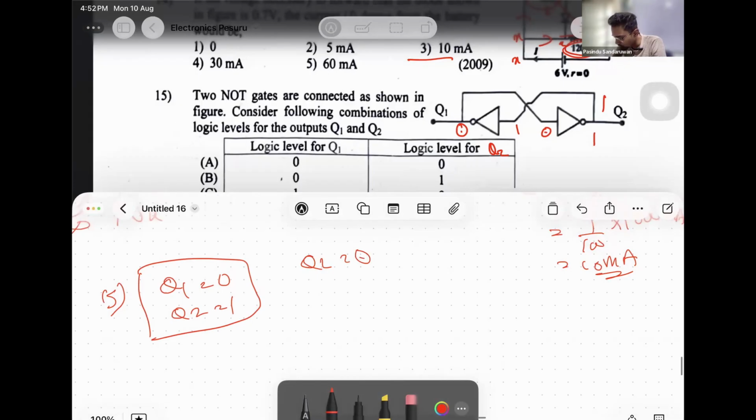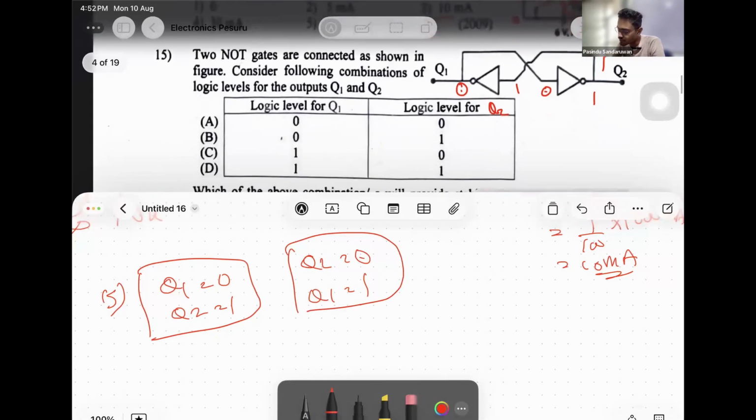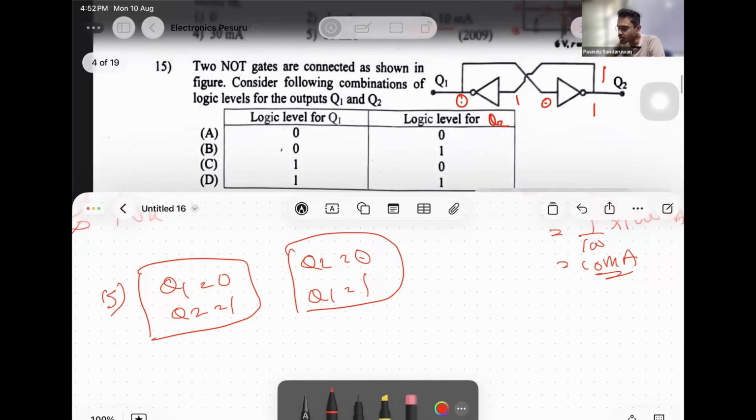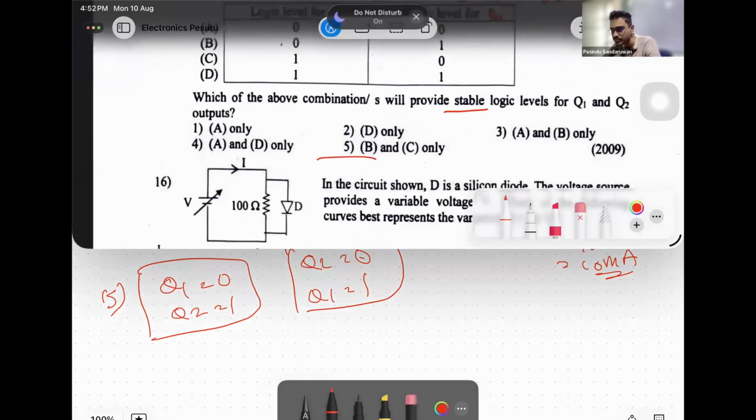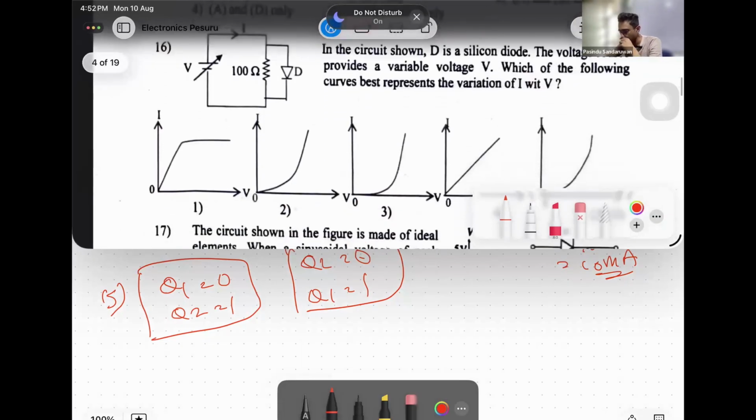If Q2 is 0 and Q1 is 1, that is also stable. But for the cases like 0, 0, when Q1 is 0, Q2 cannot be 0. That is invalid. That is not a stable case. Then it should be 0, 1 and 1, 0. It should be BC. 16.